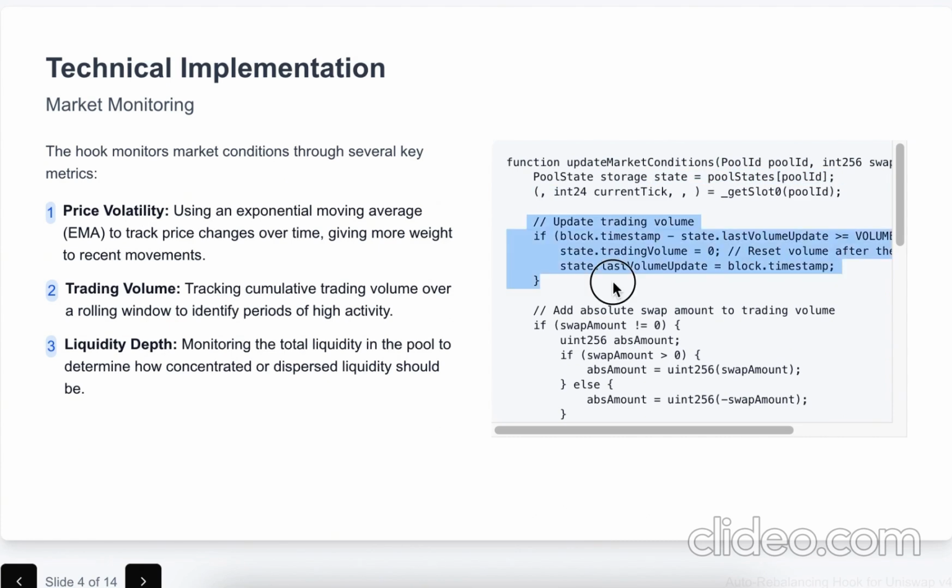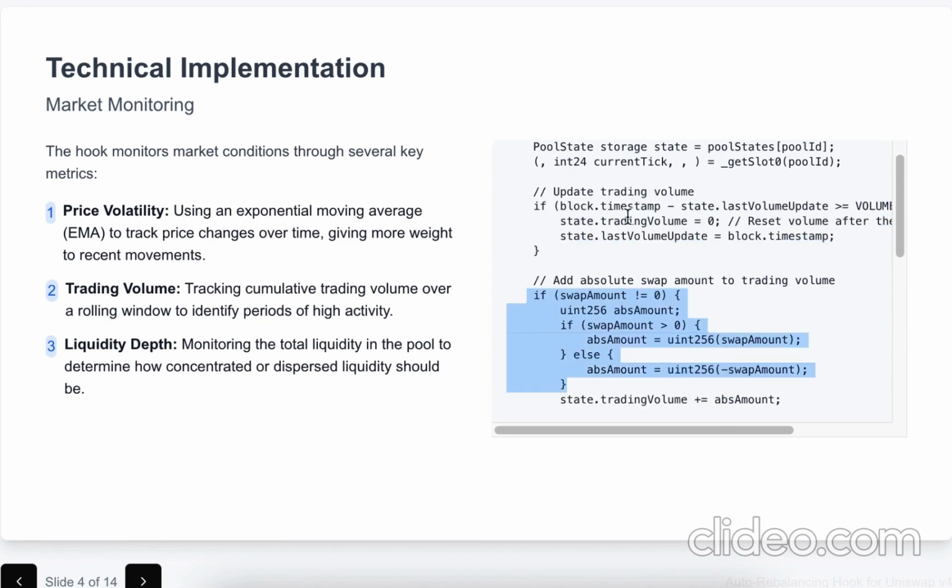It checks the volume tracking window. If it has elapsed, it resets the trading volume to 0 and updates the timestamp, creating a rolling window for volume tracking. If a swap occurs, that is, the swap amount is not 0, then it calculates the absolute value of the swap amount. Since a swap can be positive or negative, it gets the absolute amount.